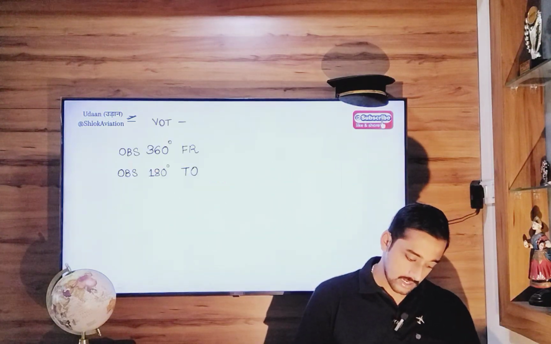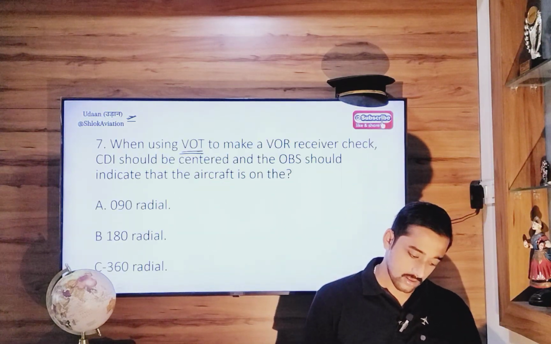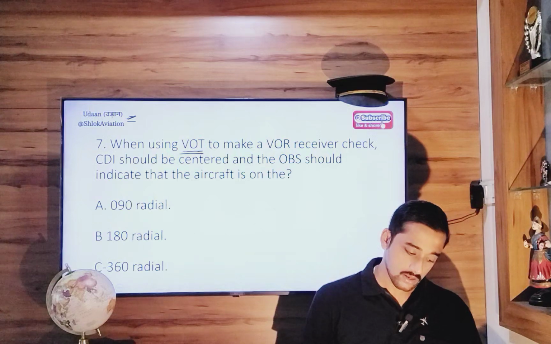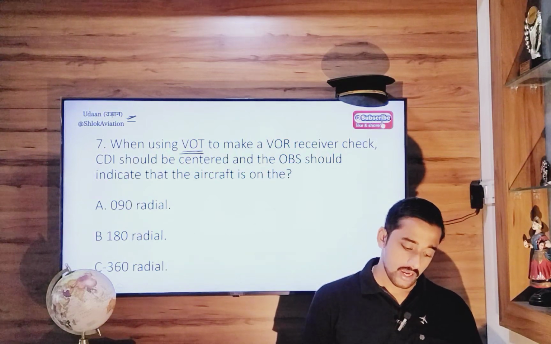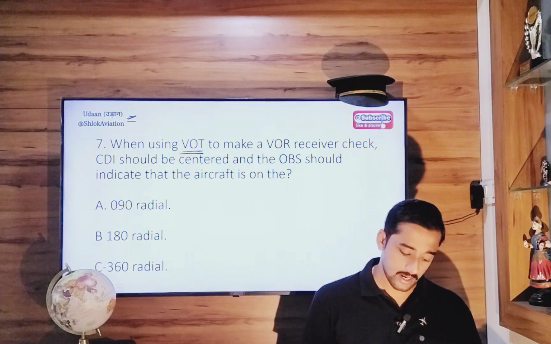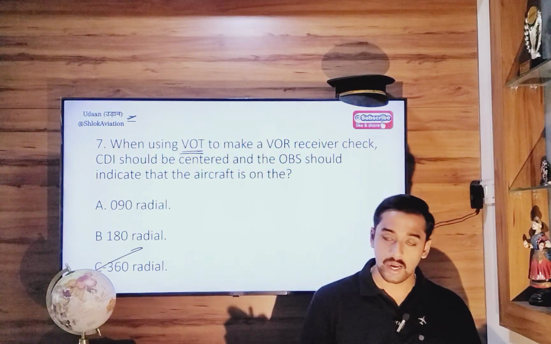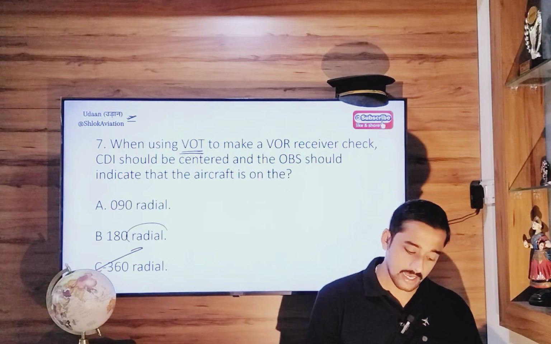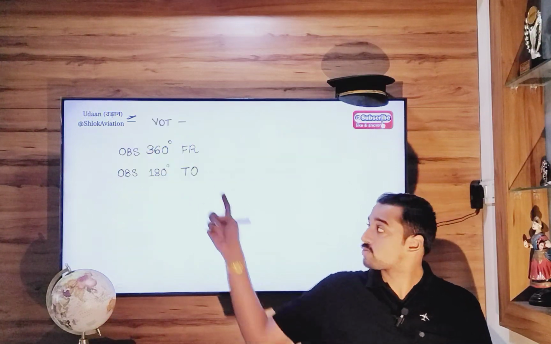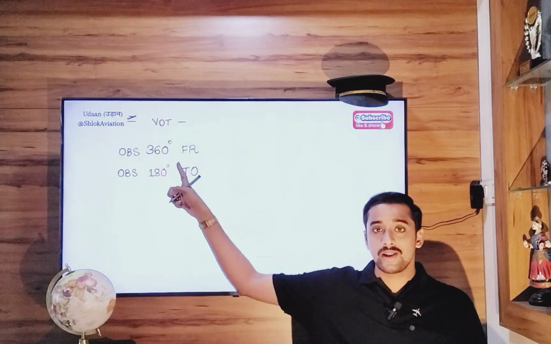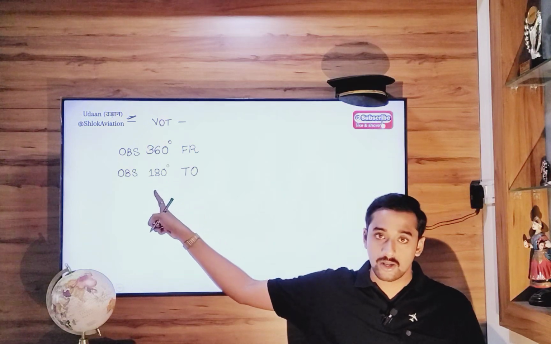Remember this. So when using VOT to make a VOR receiver check, the CDI should be centered and the OBS should indicate that the aircraft is on the 360 radial. Okay, they are talking about radial. Radial means FROM indication. So you will get a FROM indication with respect to the 360 radial. You will get a TO indication with respect to the 180 bearing.